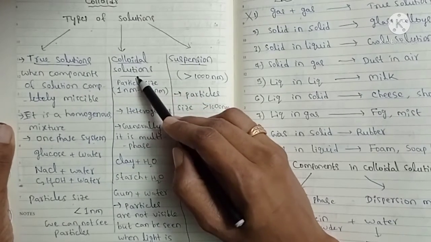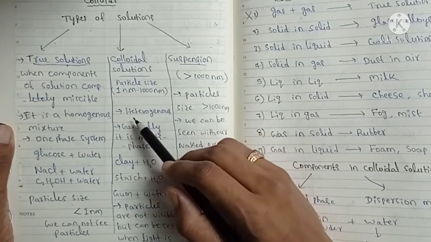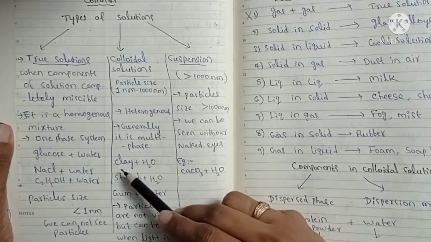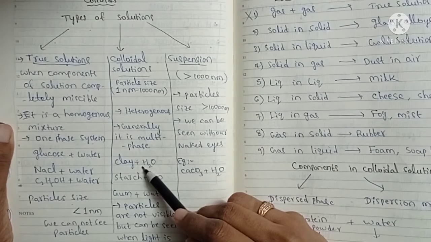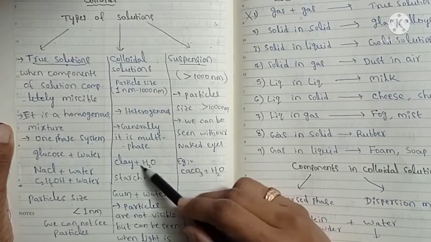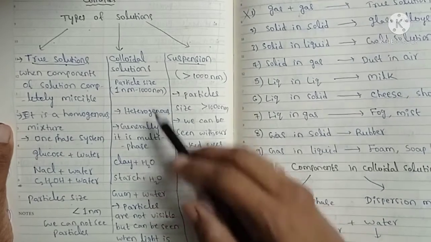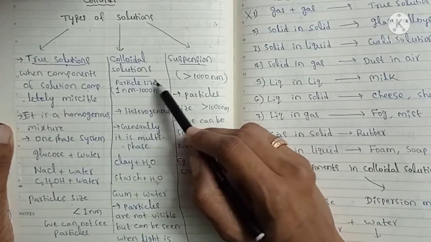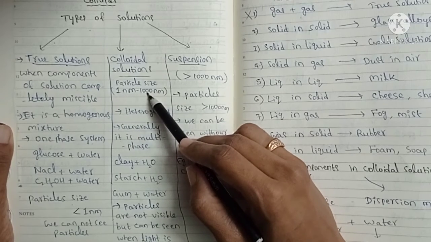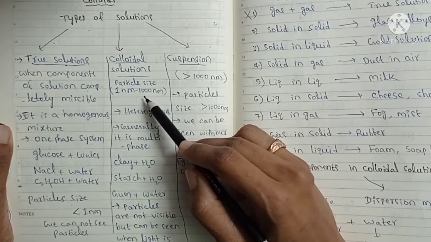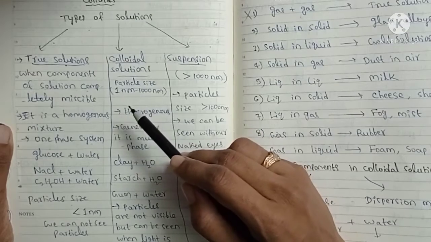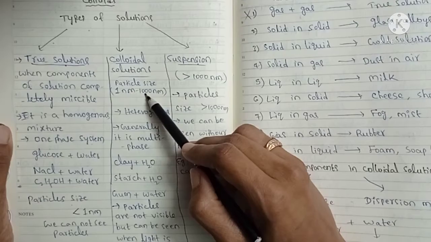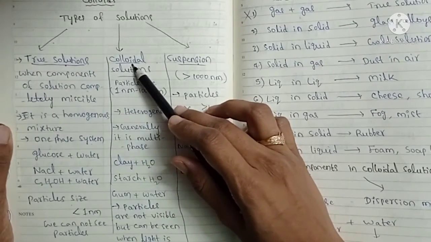What is meant by a colloidal solution? In a colloidal solution, if you mix, for example, clay in water, it is not completely miscible, so we can see the particles of clay in water. That type of solution is called a colloidal solution. For a colloidal solution, the particle size is 1 nanometer to 1000 nanometers. If you mix clay in water, the size of the clay particles is in the range of 1 to 1000 nanometers.